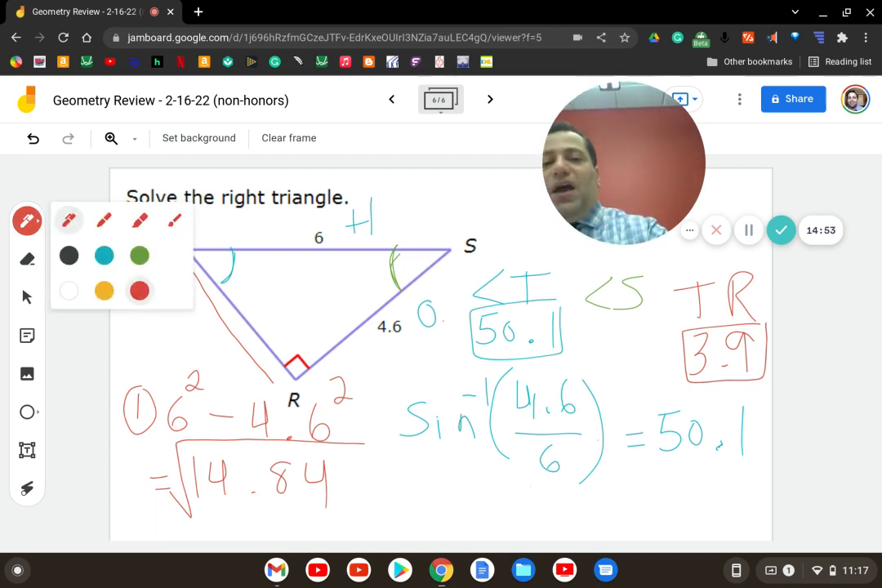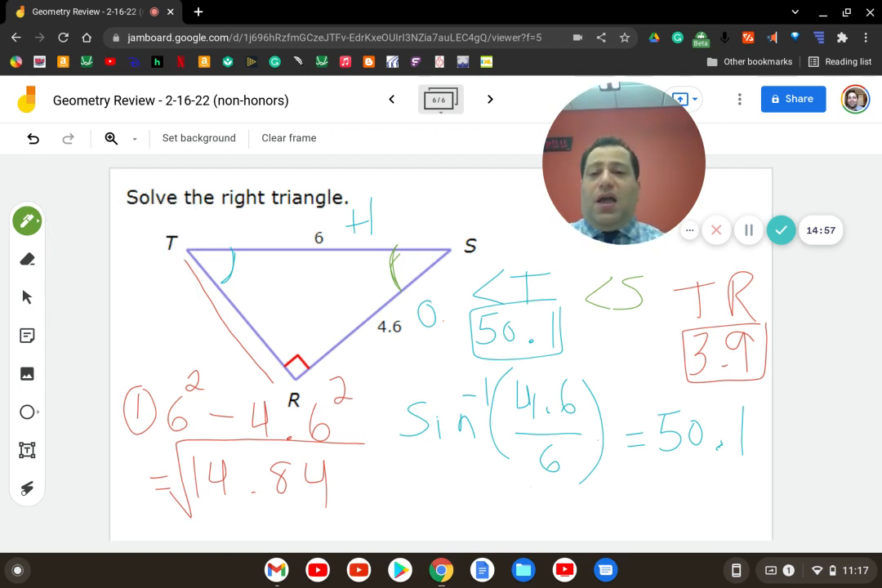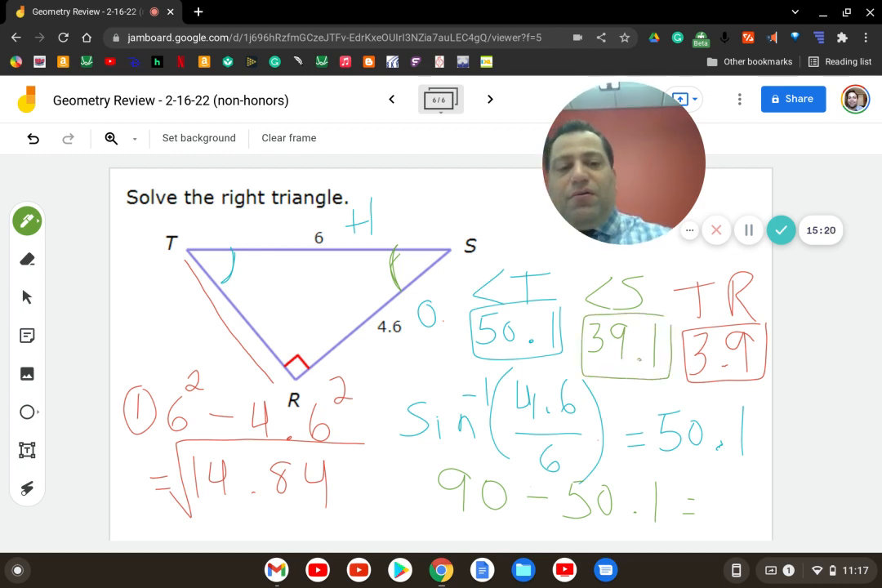Lastly, I know that the other angle is going to be 90 subtracted from angle T. So if I take 90 and I subtract 50.1, 90 minus 50 is going to be 40. 40 minus 0.1 is 39.9. And I have found my third side. Here, you try one.